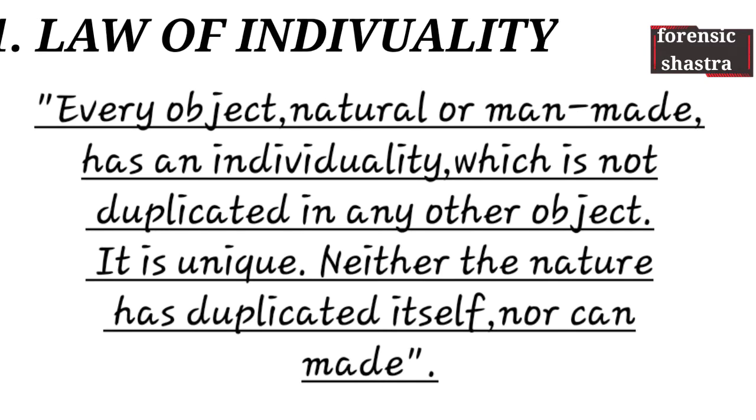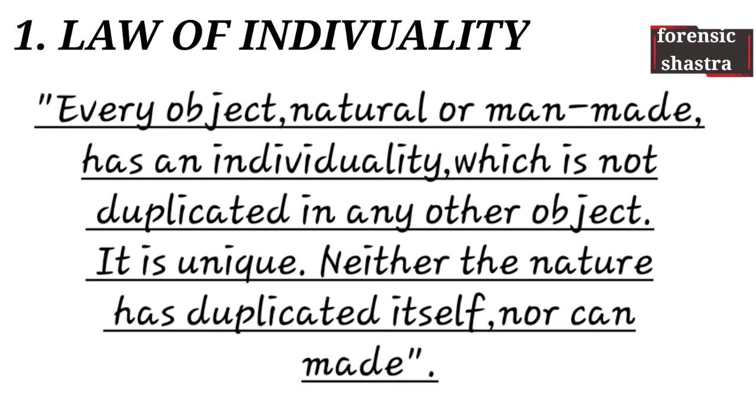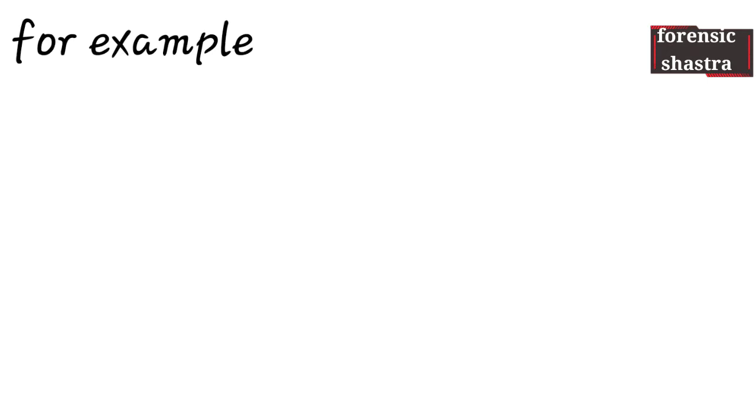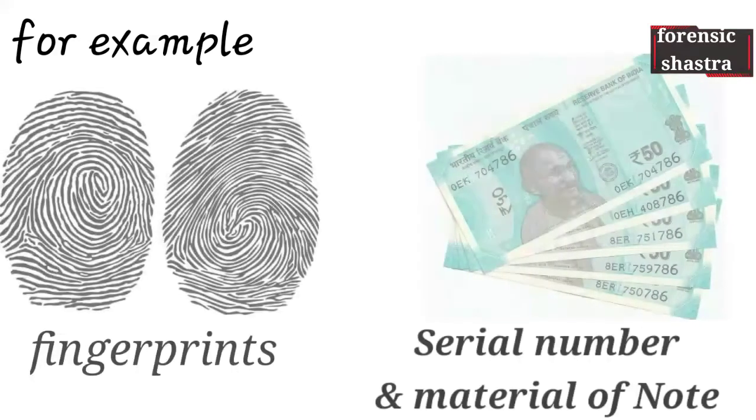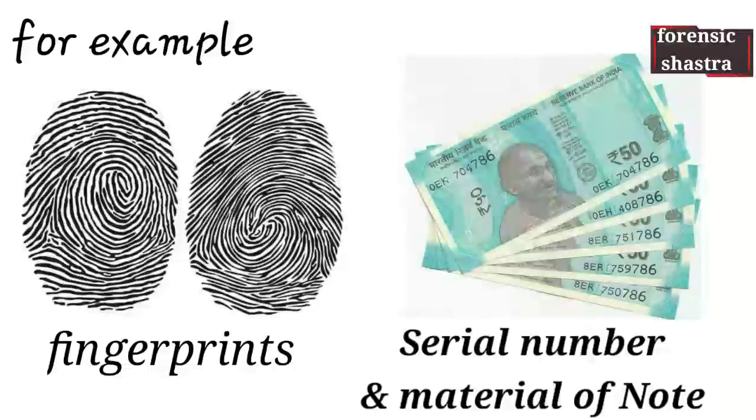Number 1. Law of individuality. Every object, natural or man-made, has an individuality which is not duplicated in any other object. It is unique. This uniqueness can be considered for the purpose of distinguishment of evidences and even humans. For example, the fingerprint pattern of each individual is unique and is different from the other individual. We have also seen that each currency note has a unique serial number which does not match the serial number of other currency note.